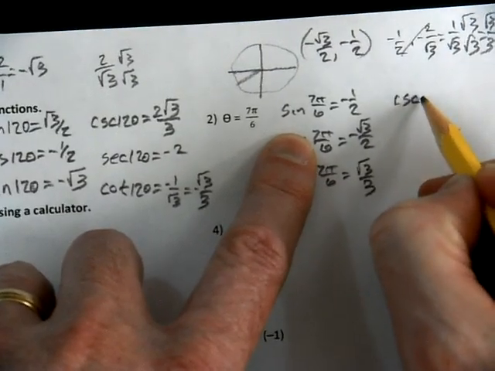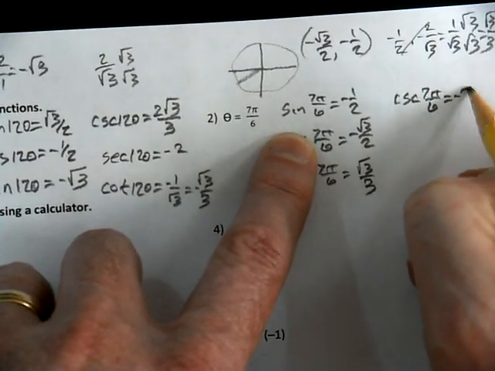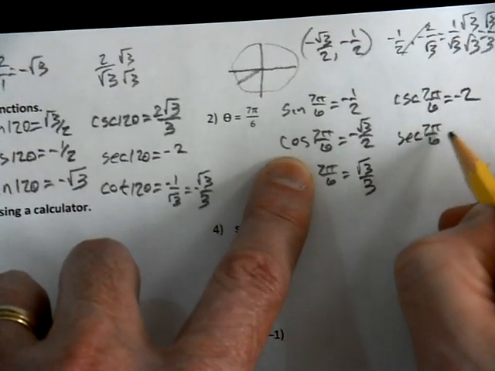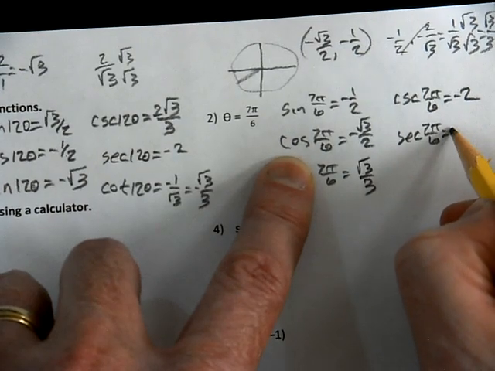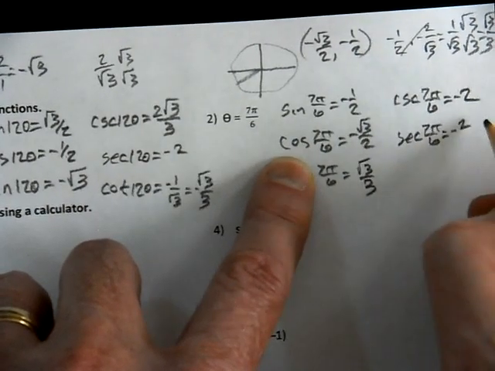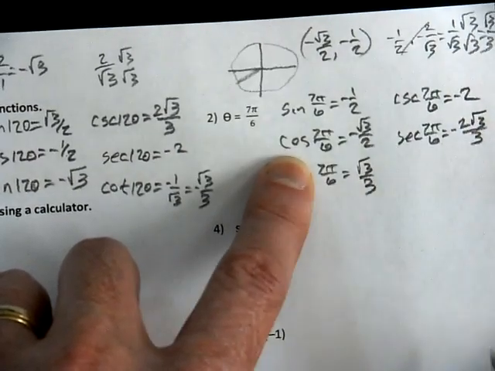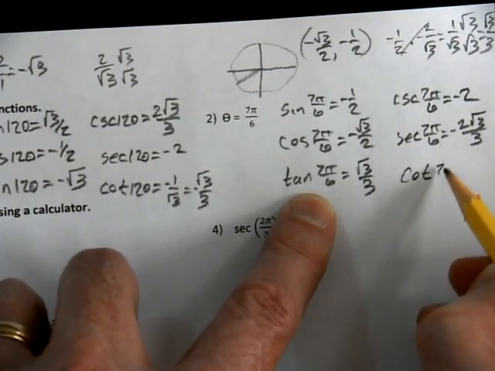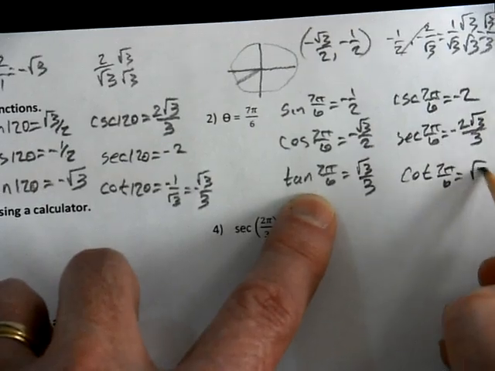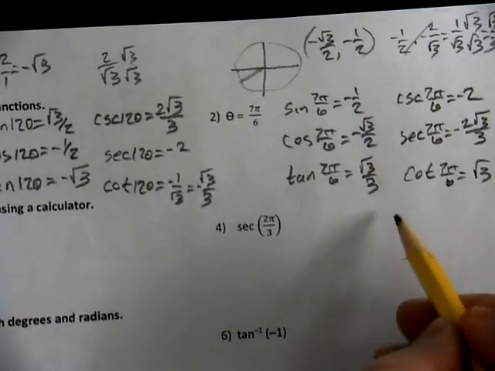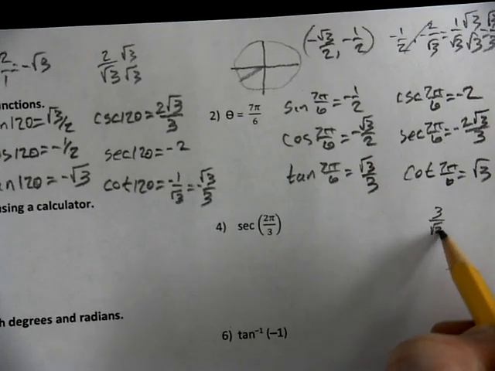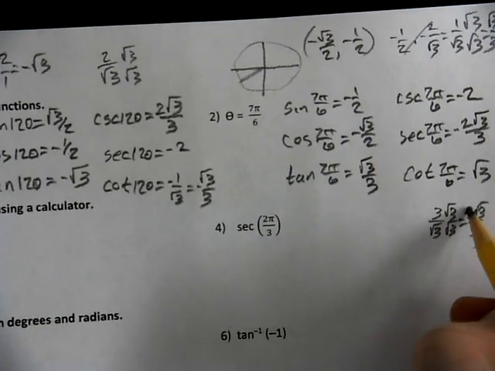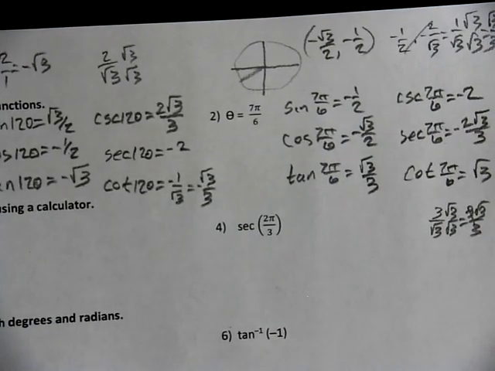Then cosecant of 7 pi over 6 is the reciprocal. Secant, we're going to get negative 2 root 3 over 3. And then here we're going to get cotangent of 7 pi over 6, and that's going to come out to be just root 3. If you flip this upside down and rationalize, you get 3 root 3 over 3, and the 3's cross out. So you just get radical 3.